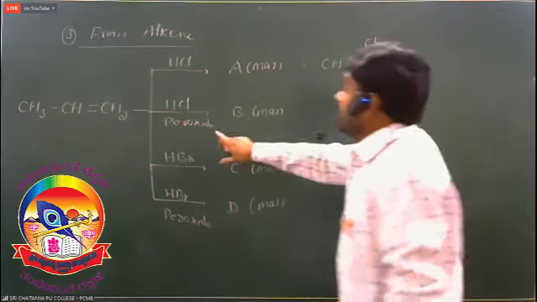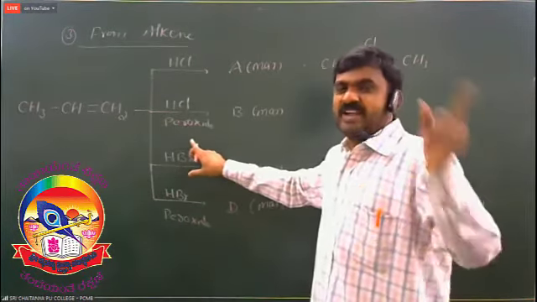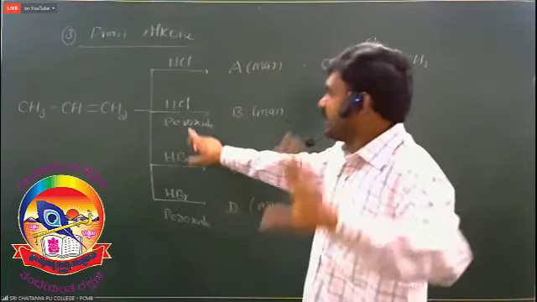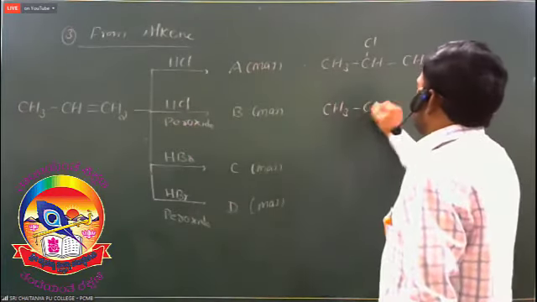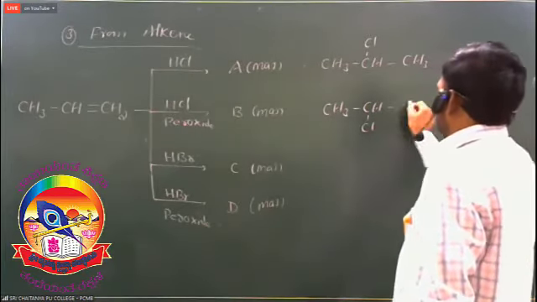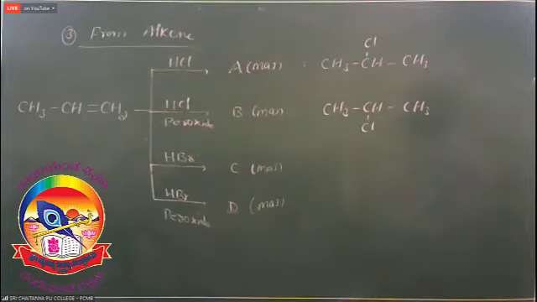HCl in the presence of peroxide. Peroxide means anti-Markovnikov rule, but anti-Markovnikov rule is not applicable for HCl. So here also the major product is 2-chloropropane, or common name isopropyl chloride.